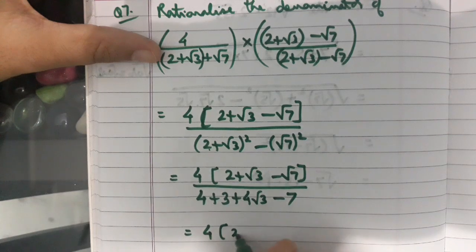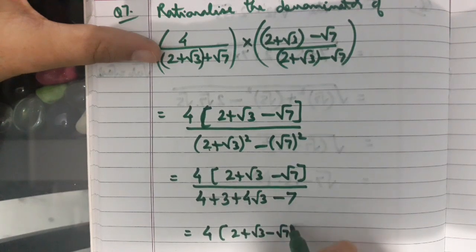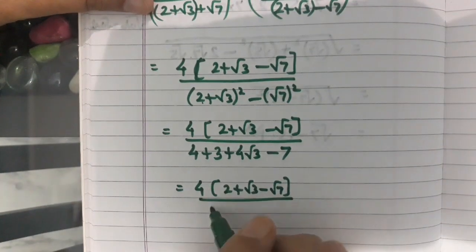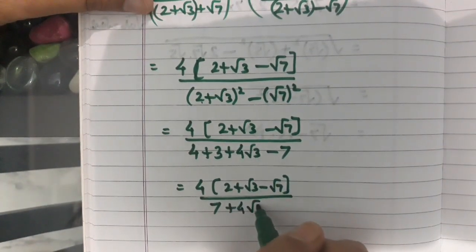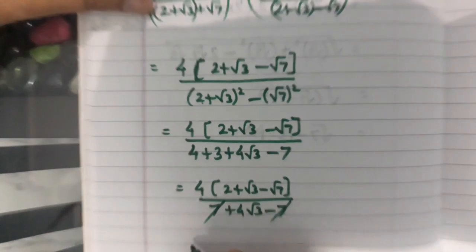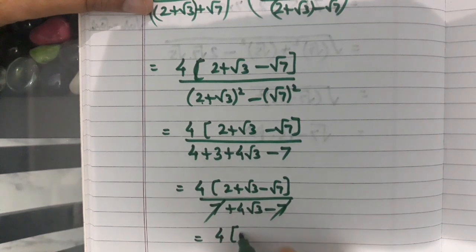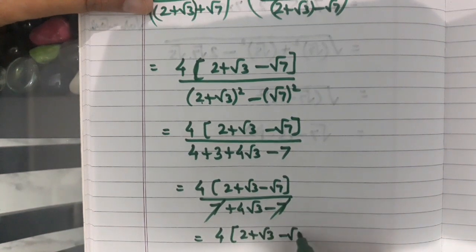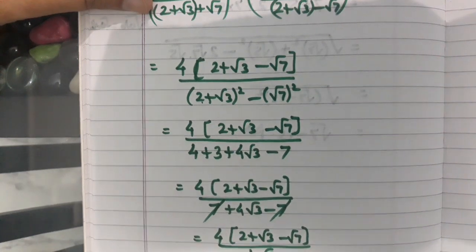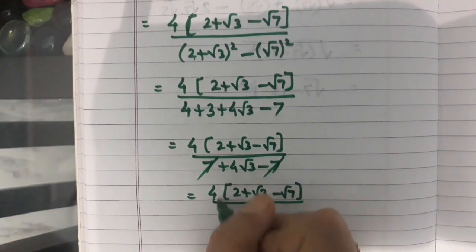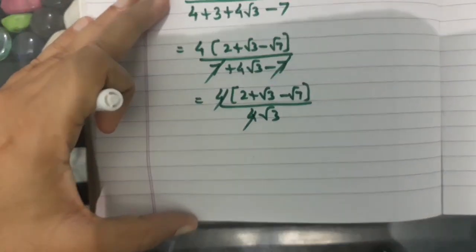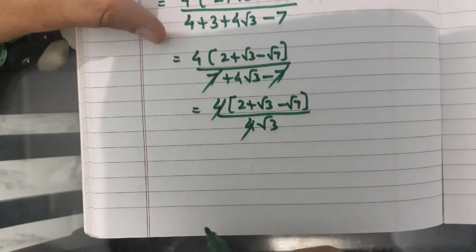Further, we obtain the numerator can be written as it is. In the denominator, 4 plus 3 is 7. 7 plus 4 root 3 minus 7. So plus 7 and minus 7 gets cancelled, and we obtain 4 into 2 plus root 3 minus root 7 upon 4 root 3. So over here 4 and 4 also gets cancelled. So we obtain 2 plus root 3 minus root 7 upon root 3.